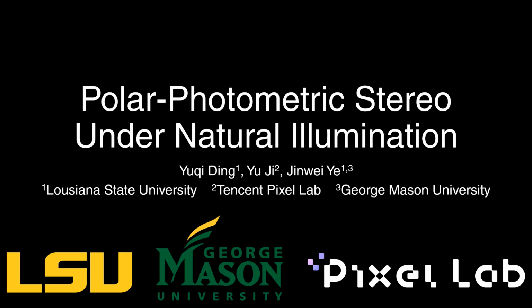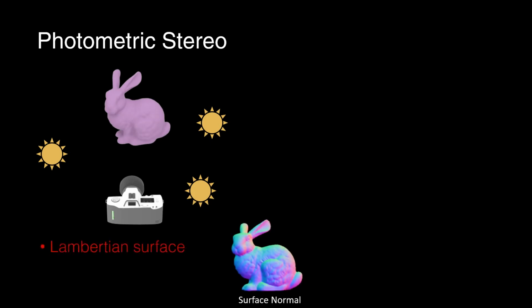We present polar-photometric stereo for recovering surface normals by combining the polarimetric and photometric cues. Our method can be used under natural illumination. Classical photometric stereo can only recover the surface normal of Lambertian objects.